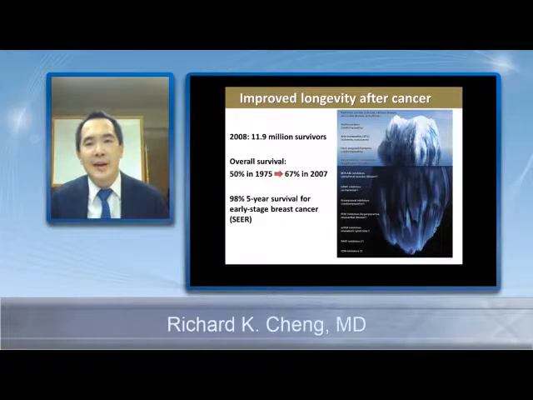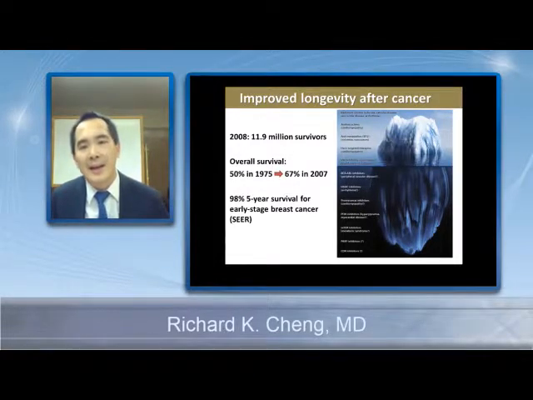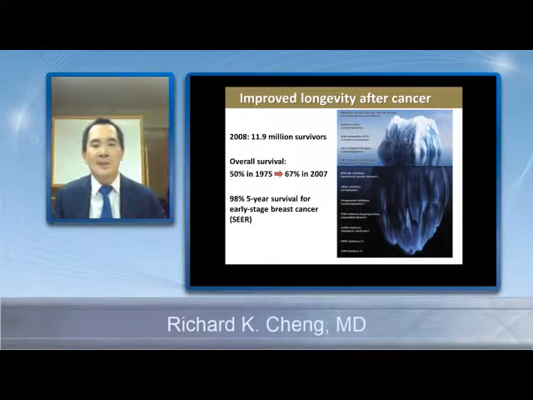If you look at overall survival, in 1975, it was about 50%, so half of patients survived. In 2007, 67% of patients now survive cancer. So there's this huge increase in survival, which again is a great thing, but you have to treat these patients long term. If you look specifically at early stage breast cancer, based on the SEER data, which is a database of cancer patients, there's a 98% 5-year survival. So these patients do very well. Our oncology colleagues have it figured out.